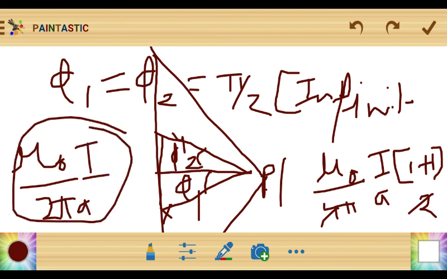Other cases you can see in the textbook as well. So we are finishing tomorrow and we'll see later on.